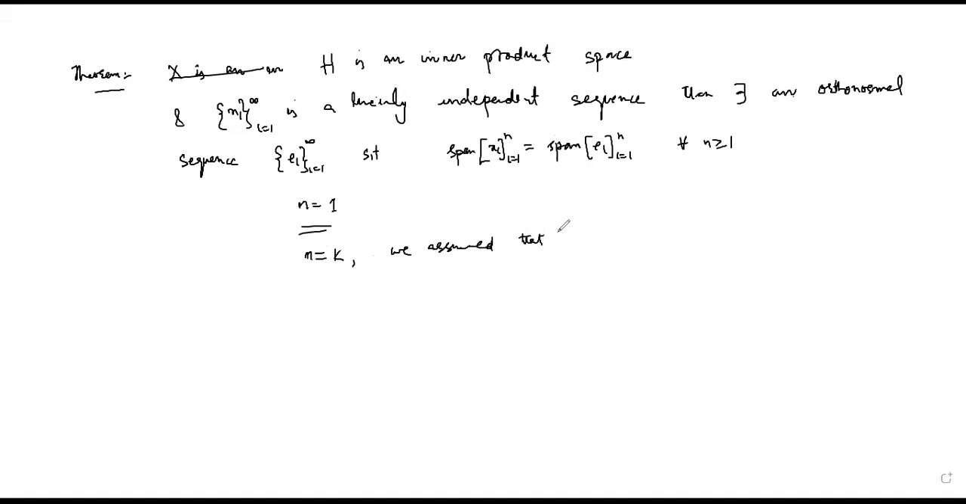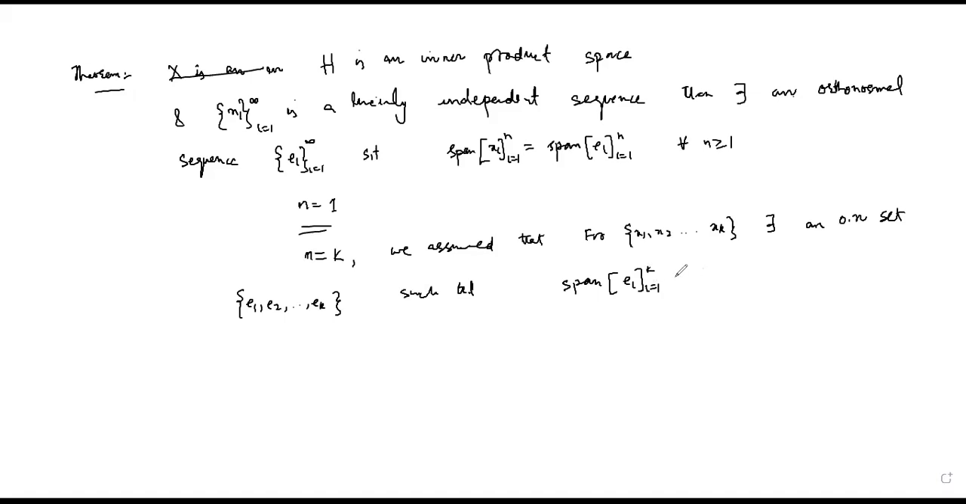We assumed that for x1, x2, up to xk, k vectors, there exists an orthonormal set e1, e2, up to ek, such that span of e_i, i runs from 1 to k, is equal to the span of x_i, i runs from 1 to k. Now we wanted to prove it for k plus 1. So that was our induction hypothesis.